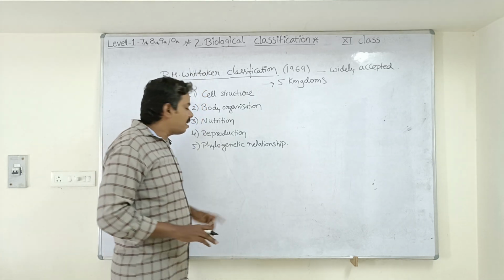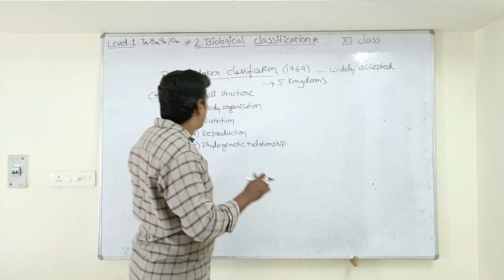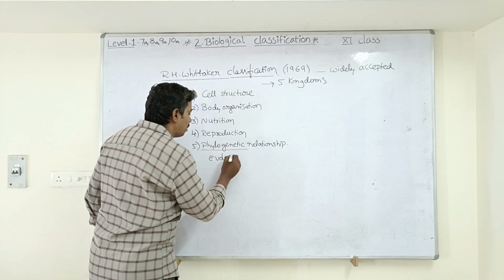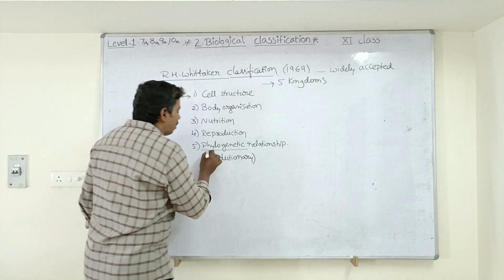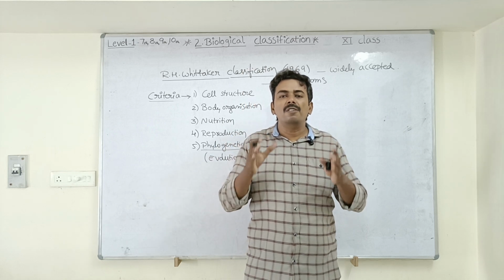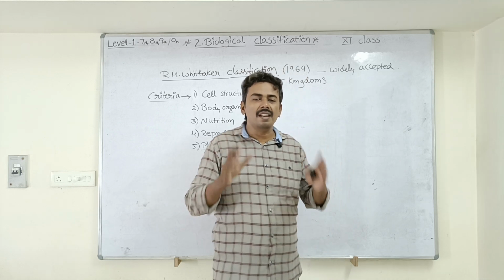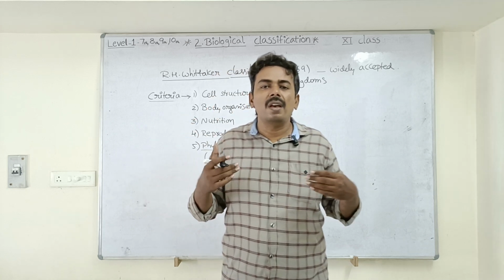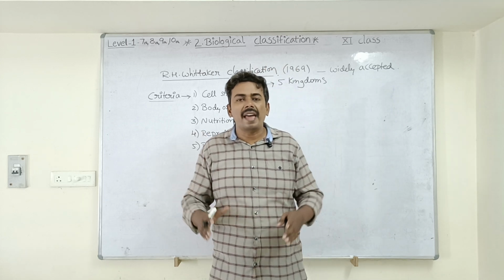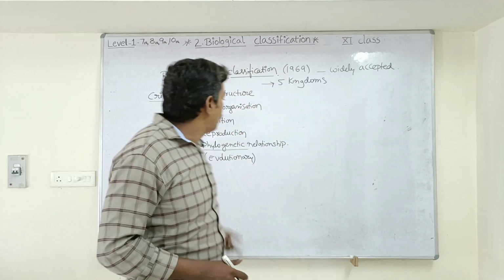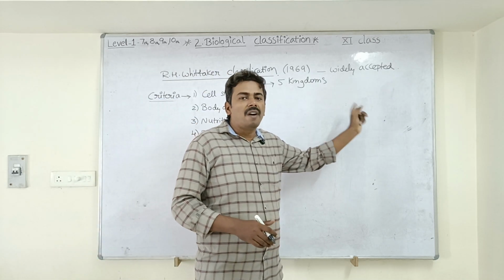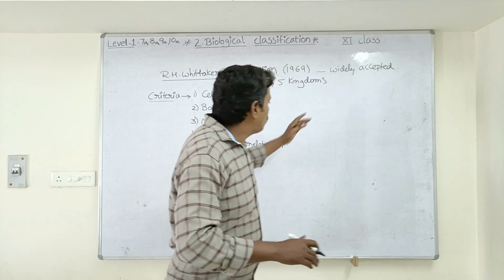Next, the fifth criterion is phylogenetic relationship. What is phylogenetic? It means evolutionary relationship: how organisms share a relationship with other organisms from the evolution point of view. For example, we human beings have an evolutionary relationship with chimpanzees and gorillas, isn't it? So that is what we call phylogenetic relationship. So based upon these five criteria, the living organisms have been divided into five kingdoms. Understood? Note down, students.